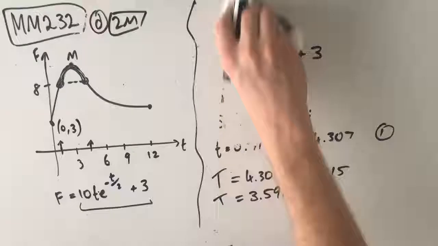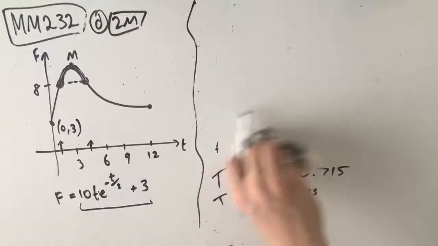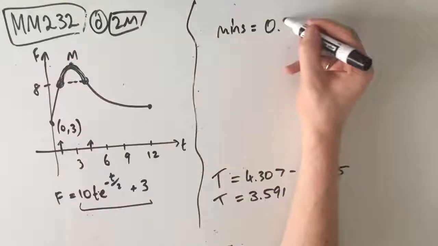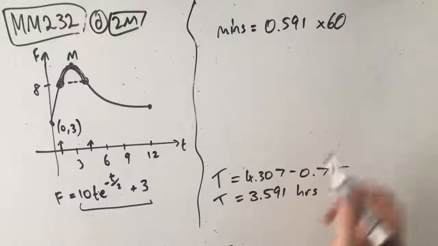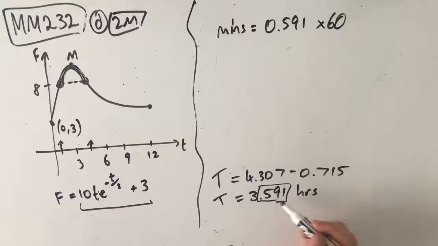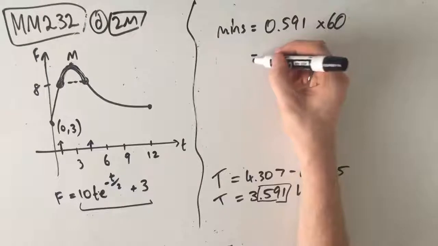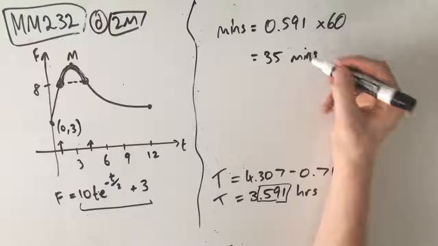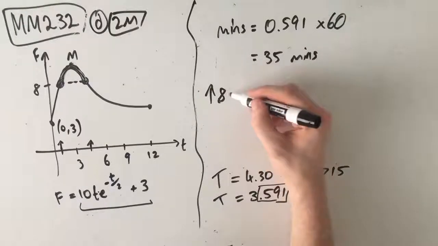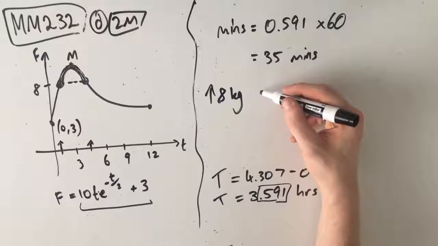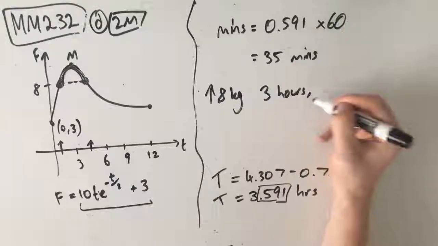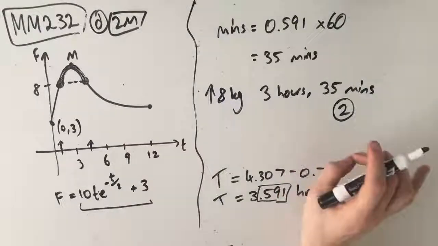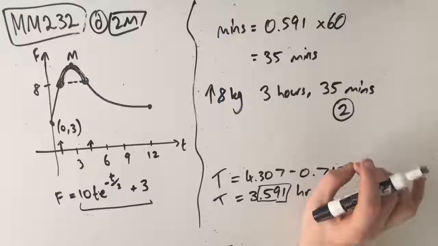So in order to do that, we need to grab the decimal of our hours and multiply it by 60 to get our minutes, right? So minutes is equal to 0.591 times 60, right? Because here we've got 0.591 of an hour on top of that 3. So what this gives us is 35 minutes, which means that it's above 8 kilograms for 3 hours, 35 minutes. And that's our second mark. So that's our final answer for part D.